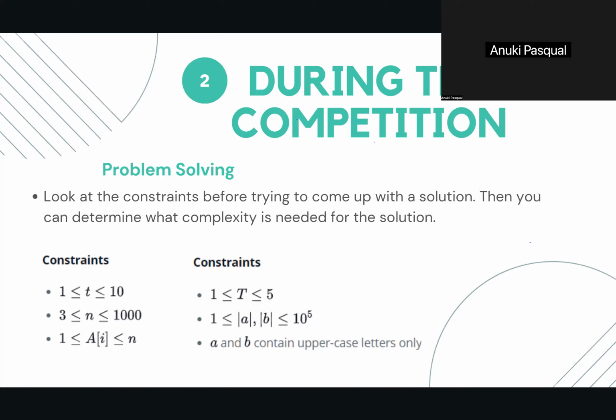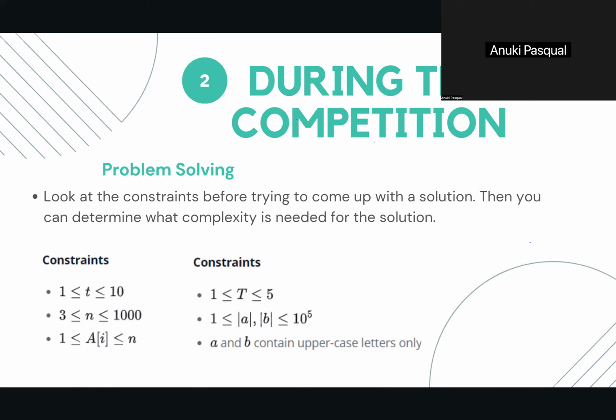1000. And here you have to think about if there are several test cases in the problem. If there are 10 test cases, it's 10,000. So that's less than 10 to the power 7. So that O of n solution will be enough. And even if you take O of n squared, it will give 10 to the power 6 times 10 if there are 10 test cases. That will give 10 to the power 7.